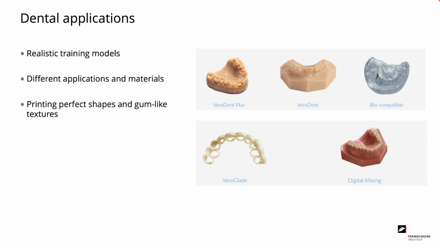The last use case that we'll focus on here are dental applications. Here, material jetting is mainly used for realistic training models, and you can have different applications and materials, and you are able to print perfect shapes and gum-like textures.